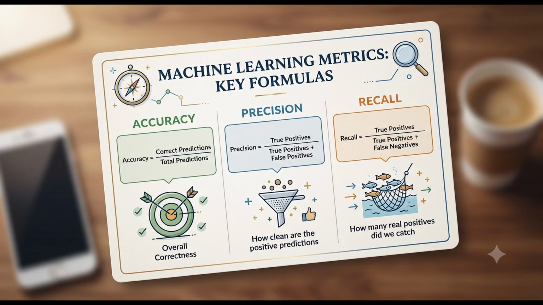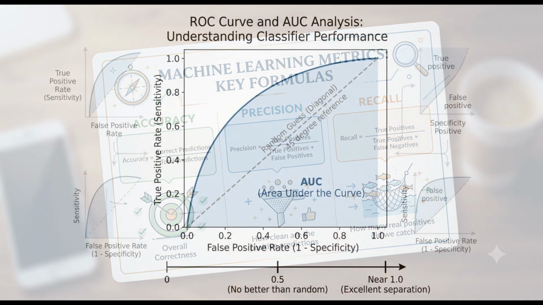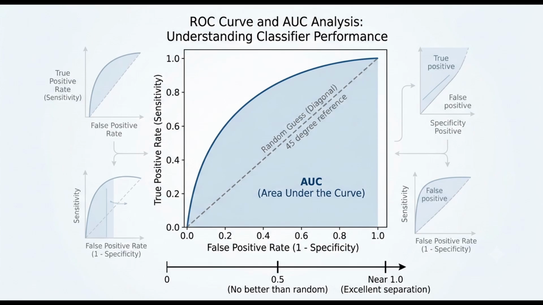For situations where your classes are imbalanced, say, far more normal cases than target cases, there's another important metric: the area under the ROC curve, or AUC. This measures how well a model can distinguish between the 2 classes across every possible decision threshold, not just one. An AUC near 1 means excellent separation between classes. An AUC near 0.5 means the model is essentially guessing. And this actually leads to a really important warning, illustrated in the last visual.